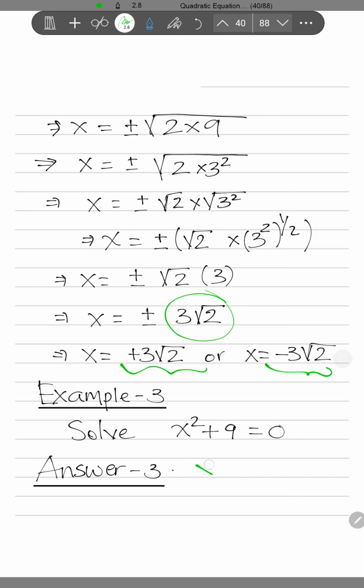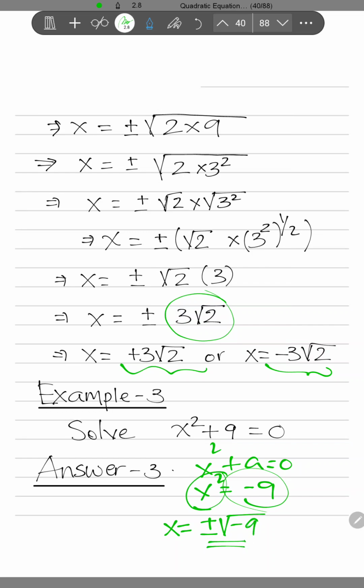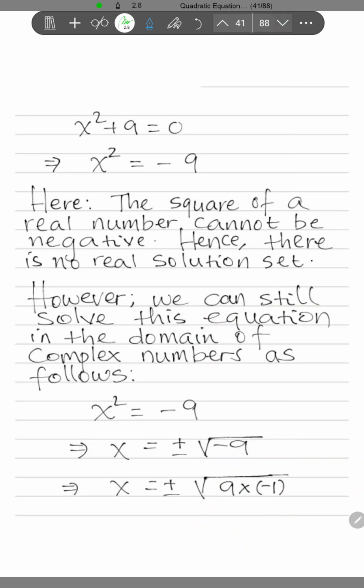Next one. X squared plus 9 is equal to 0. X squared is equal to minus 9. The square of a number is minus 9, which is not possible. The square of a number is always positive. Then x is equal to whatever plus or minus, but the square of a negative is still not possible. So there is no such x value to satisfy this equation.